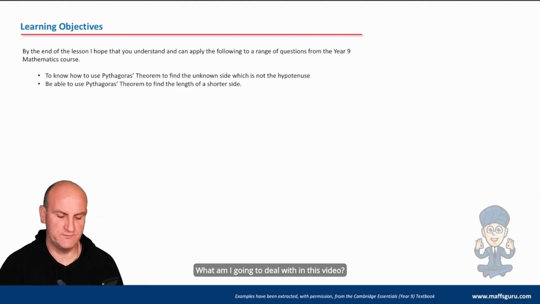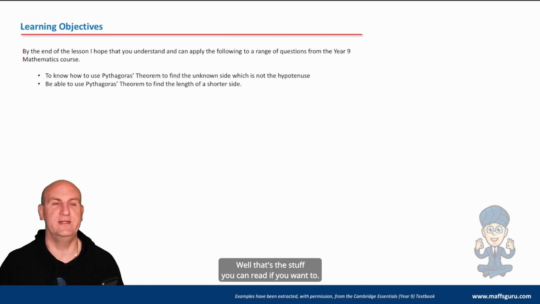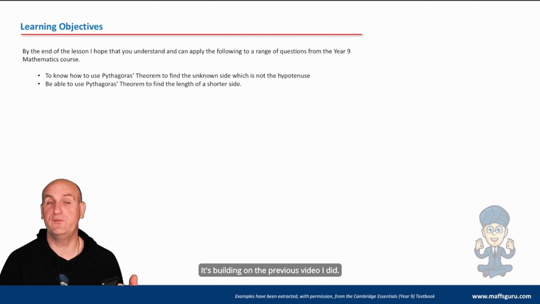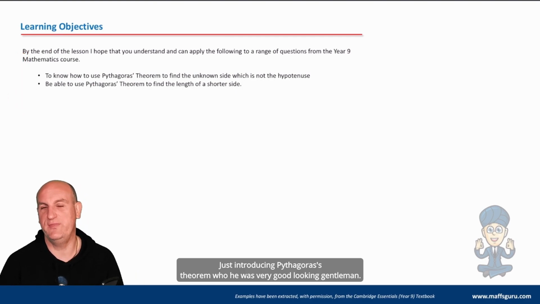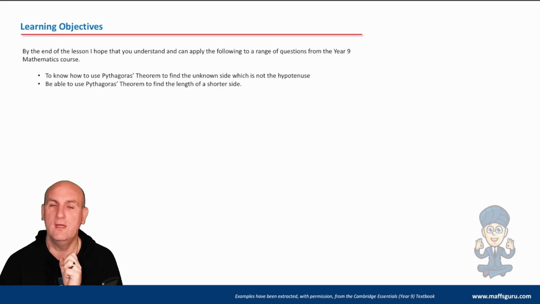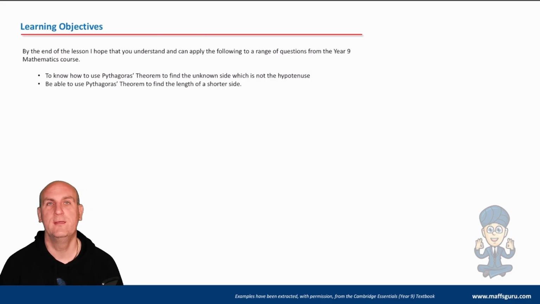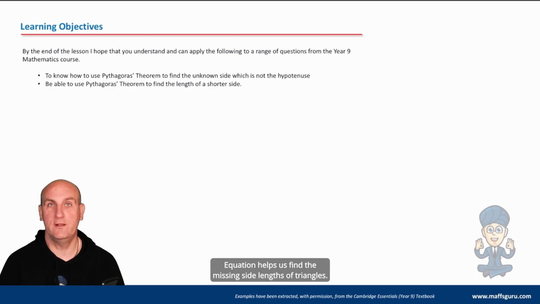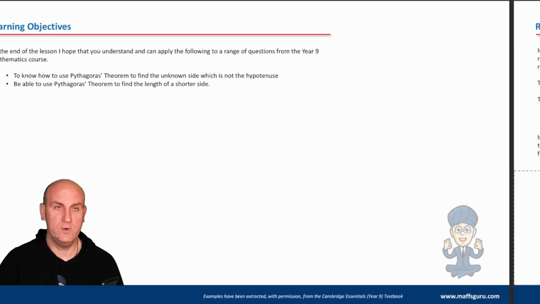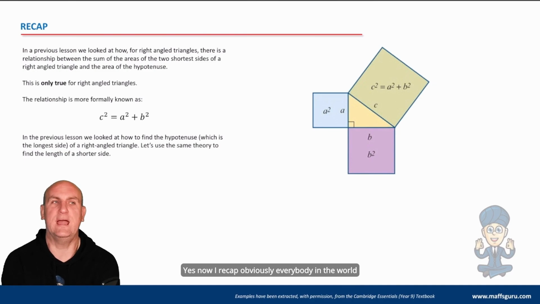What am I going to deal with in this video? Well, that's the stuff you can read if you want to. It's building on the previous video I did, just introducing Pythagoras Theorem, who he was, very good-looking gentleman, funky eye, and the fact that his stolen, allegedly, equation helps us find the missing side lengths of triangles. Now, a recap.